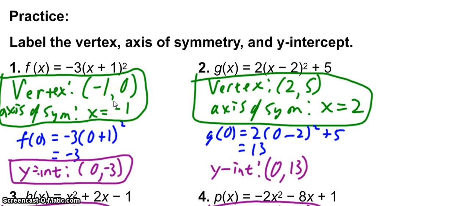The y-intercept, we actually have to do a little bit more work since this is not in the ABC form. So for the y-intercept, remember to find any y-intercept, we plug in 0 for x. So that's my work down here. I plugged in 0 for x, and then I simplified, and I ended up with -3, so the y-intercept is the point (0, -3). Here the vertex is (2, 5). The axis of symmetry is x equals 2. And then to find the y-intercept, again, I plugged in 0 for x, did arithmetic, got 13, so my y-intercept is (0, 13).